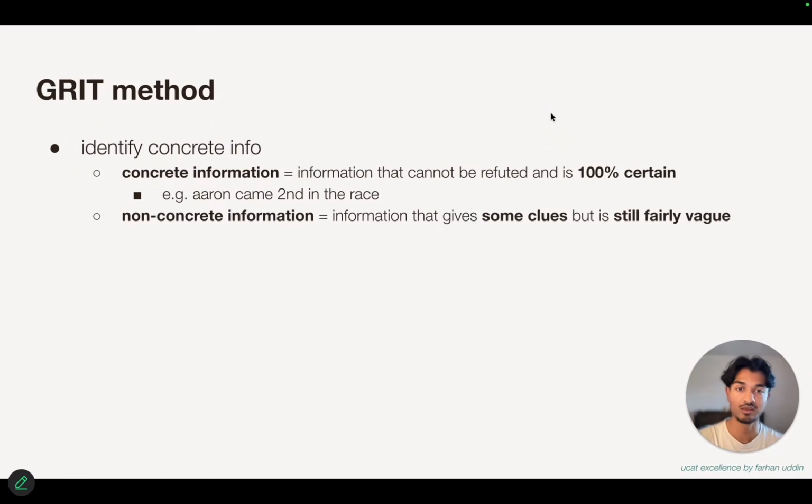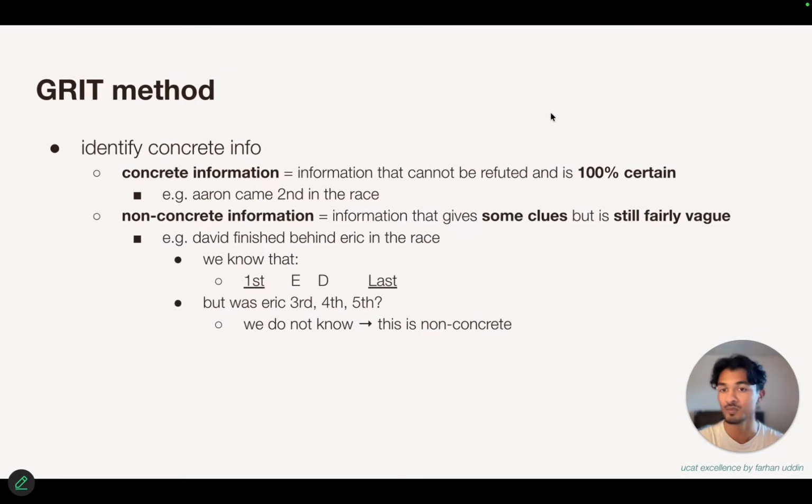Non-concrete piece of information is something that gives you some clue, but is still fairly vague. For example, a statement like, David finished behind Eric in the race. Well, we know that if here is first and here is last, then David's going to be below Eric in the order. Now, do we know whether or not Eric was third, fourth, or fifth? We don't know. Do we know whether or not David was directly behind Eric? We don't know. For all we know, David could be last, Eric could be all the way here. So the fact of the matter is, we don't know, which is what makes this a non-concrete piece of information.